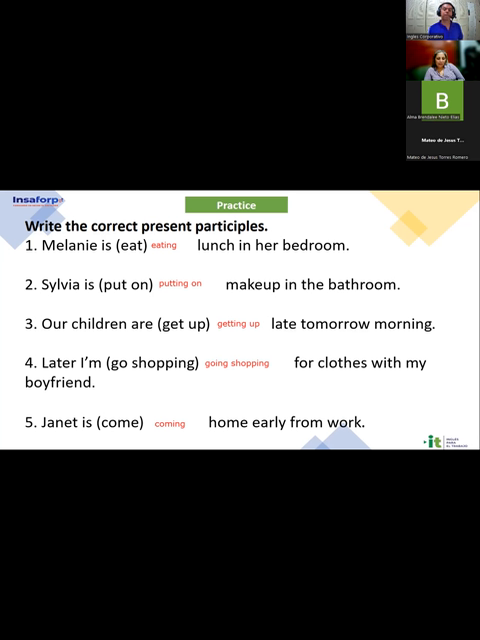Melanie is eating lunch in her bedroom. Silvia is putting on makeup in the bathroom. Our children are getting up later tomorrow morning. I'm going shopping for clothes with my boyfriend. Okay, good. Janet is coming home early from work. Thank you very much.